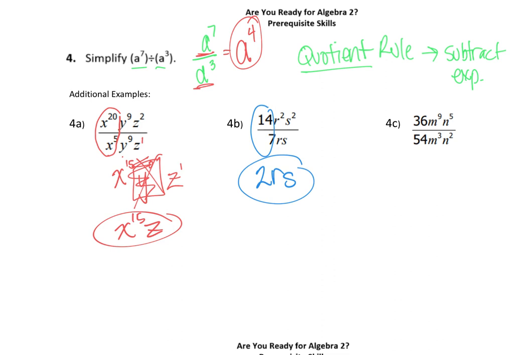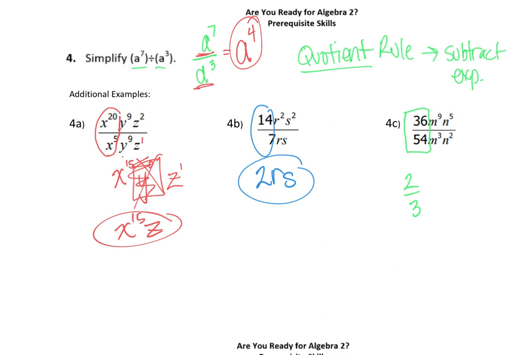Okay, for number 4c, I have 36 m to the 9th n to the 5th over 54 m cubed n squared. Now notice my numerator 36 is smaller than my denominator 54. We don't ever want to have decimal answers in these situations. We're just going to simplify the fraction. If you're not sure how it works out, just type it in as a fraction. 36 over 54, well, this simplifies to 2/3.